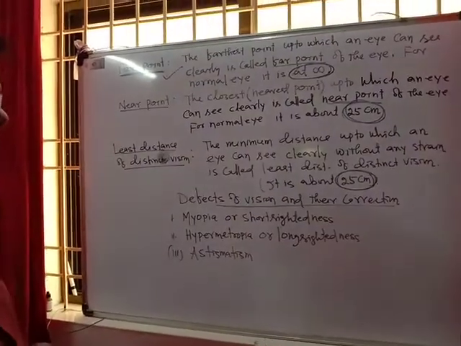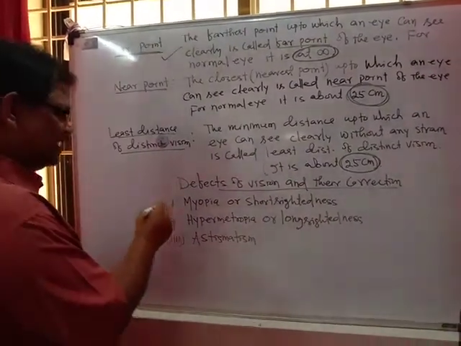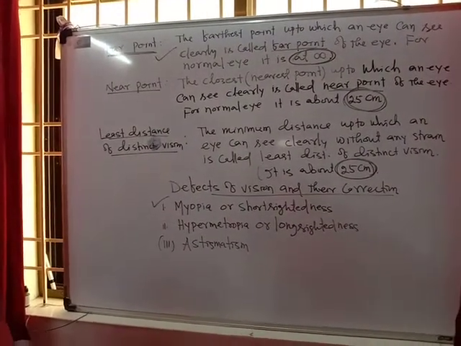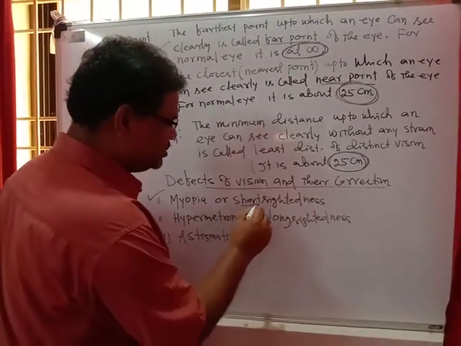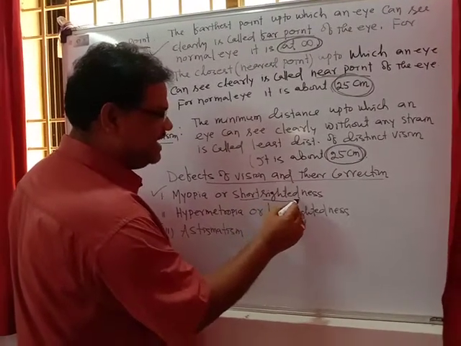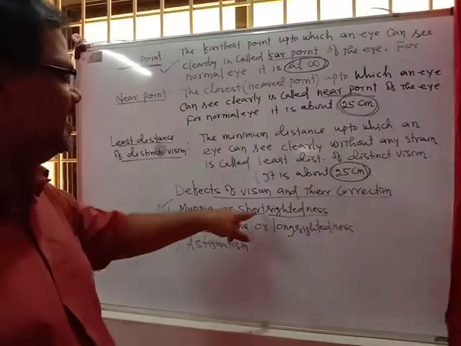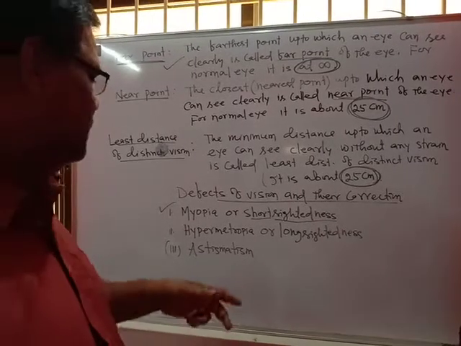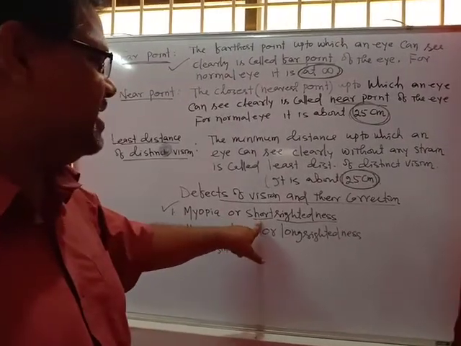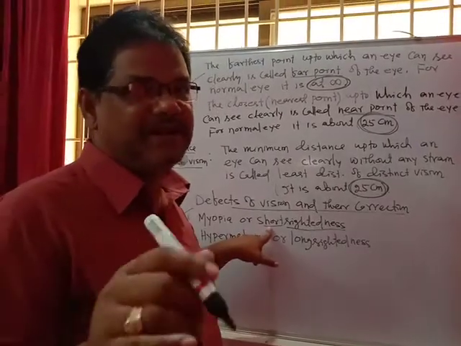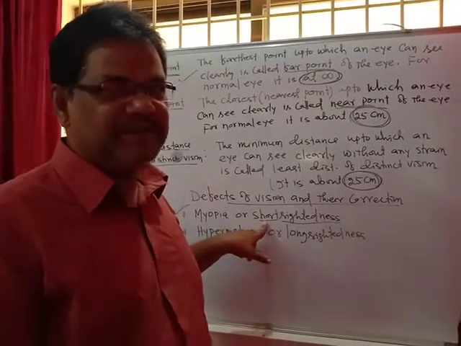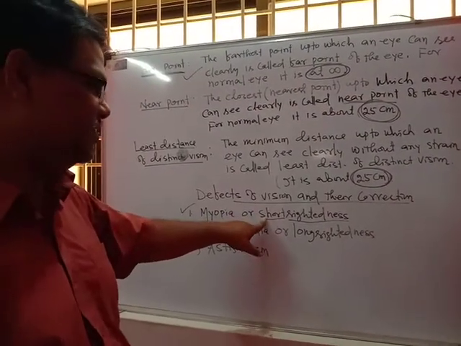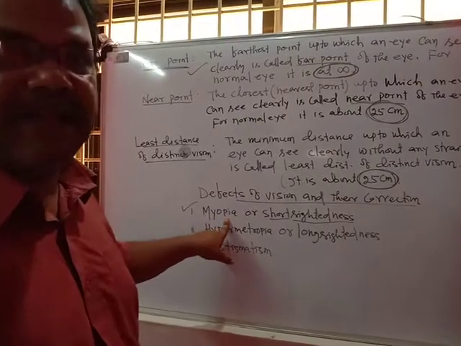What are the defects of vision and their correction? The first defect of vision is myopia, or short-sightedness. Be careful with the spelling: short-sighted, S-I-G-H-T-E-D. It looks like short-sighted means you cannot see the nearer distance. No. Actually, myopia or short-sightedness means we can see the nearer object clearly, but the distant object cannot be seen clearly. If the eye has this type of defect, that is myopia or short-sightedness.